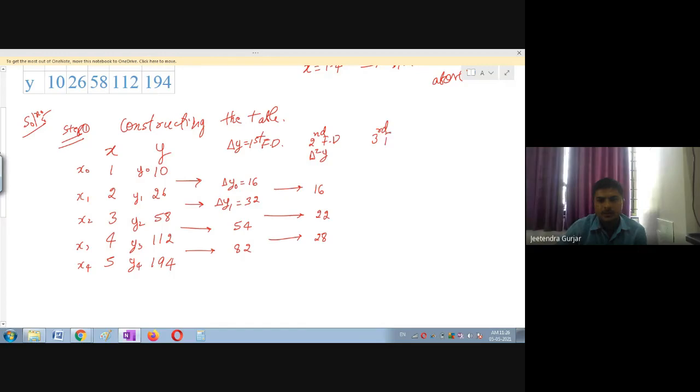Third forward difference I will go. This is delta cube y. So 22 minus 16 means 6. Here we have it, right? And then 28 minus 22 is 6. Then we go to the fourth difference. Therefore, delta 4 raised to y. Okay, so there we can see 6 minus 6 is 0. So that's it. Here we have finished constructing the table.